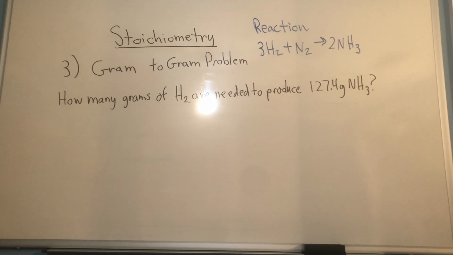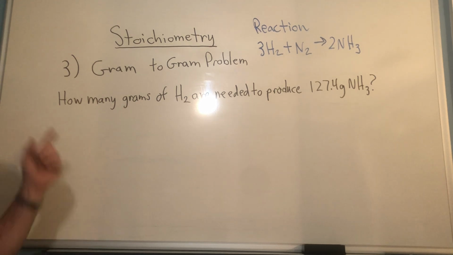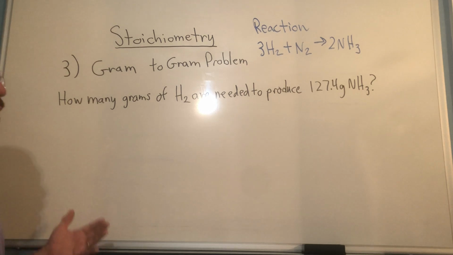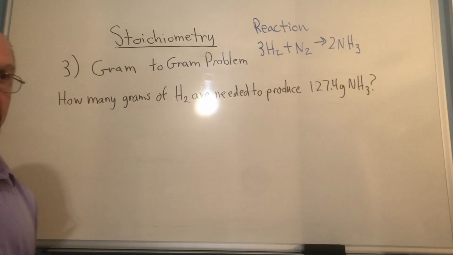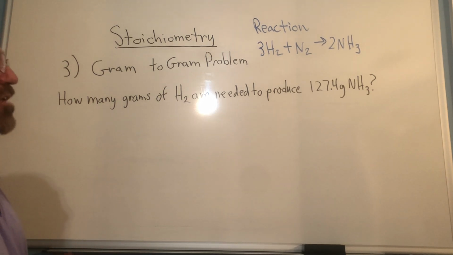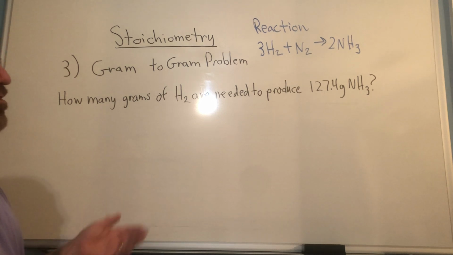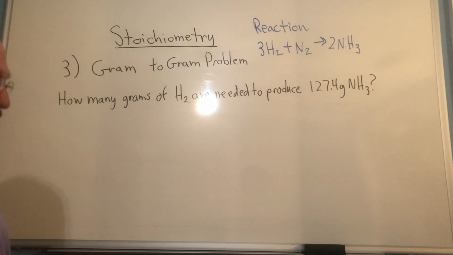Okay, so here's the third basic type of equation that we do in stoichiometry, and this is one of the more common ones. And that is when you start with grams of one of the reactants or products and you're calculating the grams of another one in a chemical reaction. So again, what do we have to do? It's always kind of the same setup. We're still using the same equation. The only thing that's different now is we're starting and ending with grams.